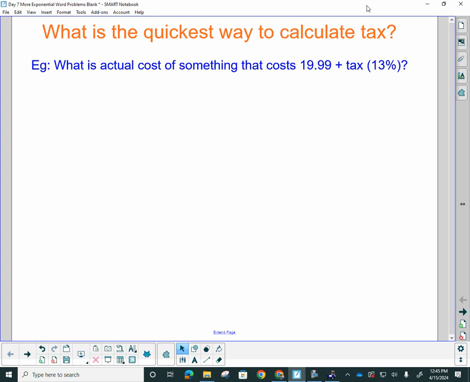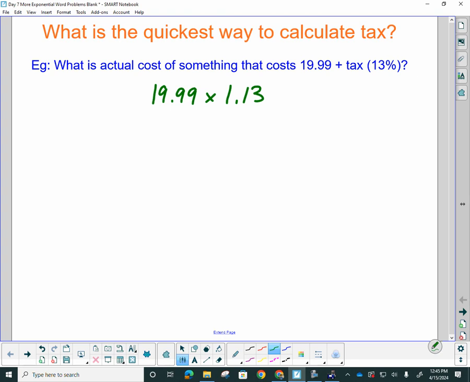You could do 13% of $19.99, get a decimal, and then add that to the price. So figure out how much tax you're going to pay and add it to the price. But most of you might be familiar with the shortcut way, which is to take your price of $19.99 and times it by 1.13. If you have your phone or your calculator handy, you can quickly do that multiplication and it will get you your answer.